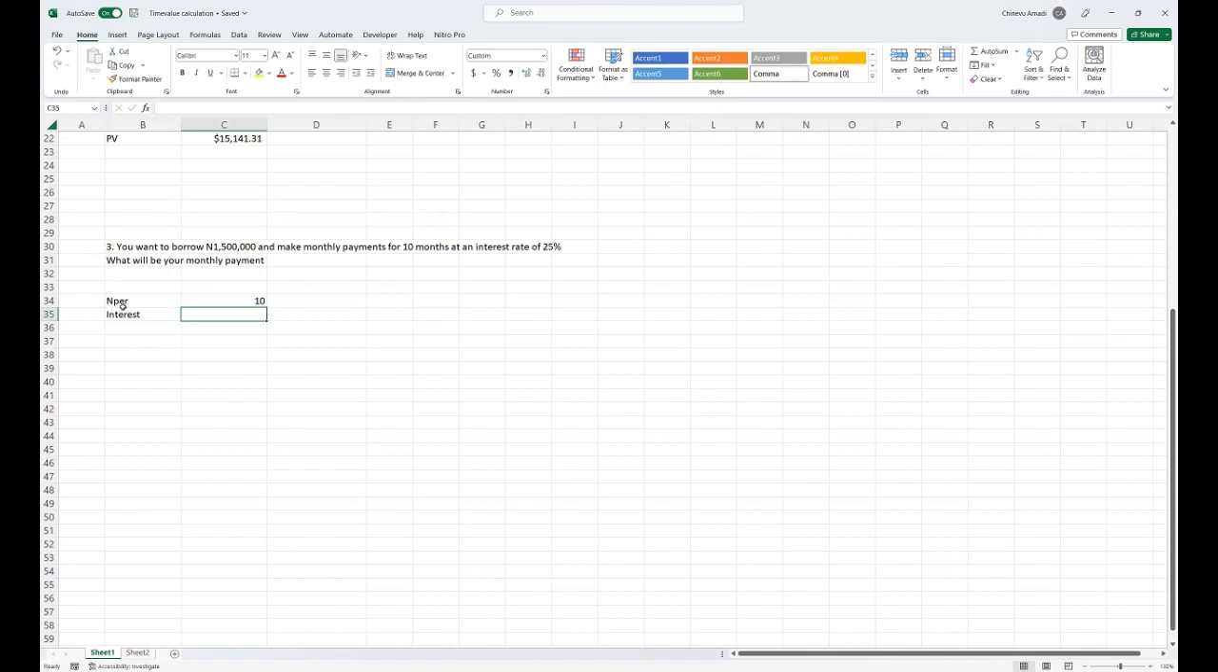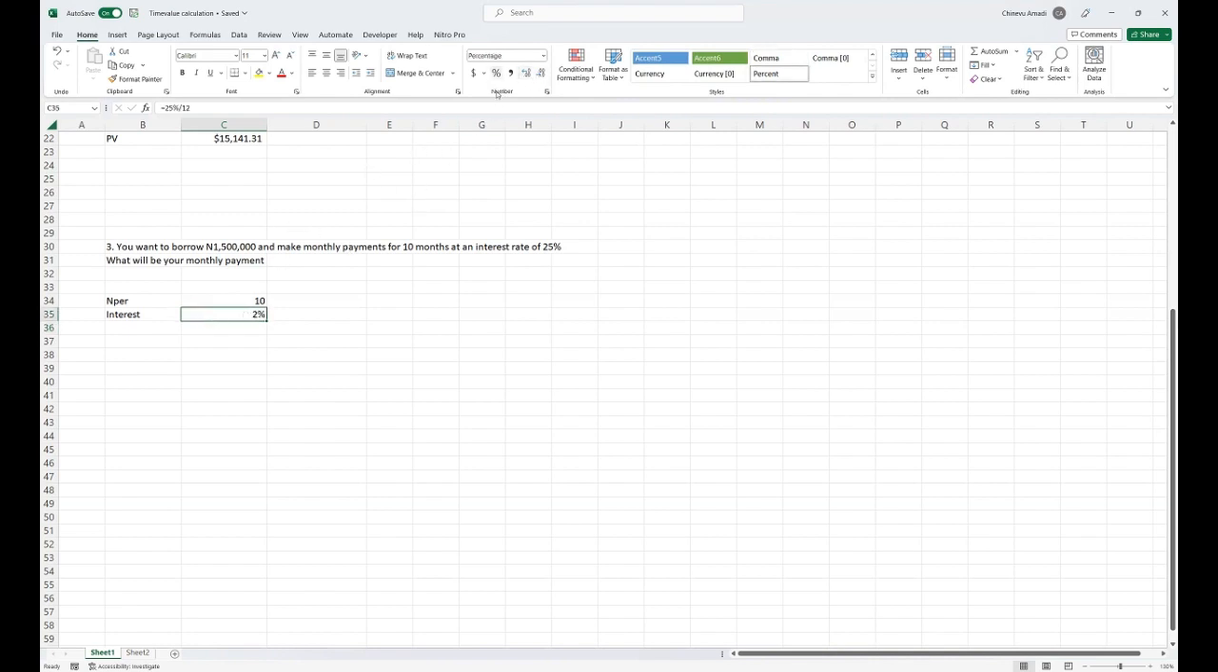Now, one thing about using Excel to do this calculation is that it assumes that the interest rate occurs every year, right? So because this is quoted per year, we'll divide 25% by 12. Why are we dividing by 12? Because there are 12 months in a year. So now we are looking at what periodic payment you are meant to make.